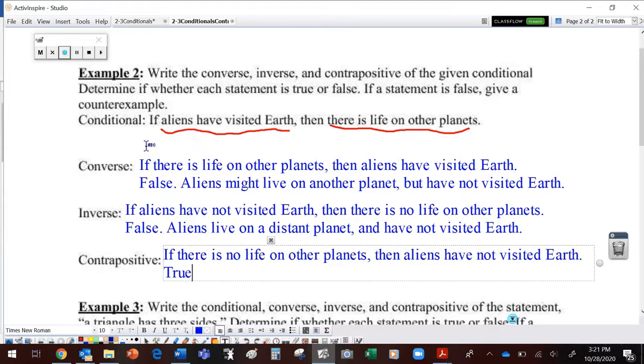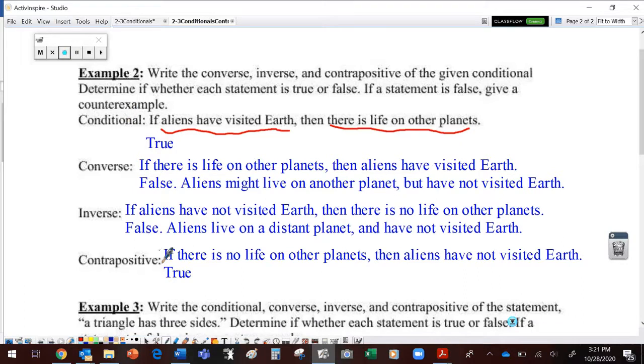Oh, we didn't put the truth value here. If aliens have visited Earth, then there is life on other planets. Well, yeah, if they visited Earth, then they must have come from another planet. Okay, so this one is true. So again, we notice that the original conditional and the contrapositive have the same truth value, and the converse and the inverse have the same truth value as one another.